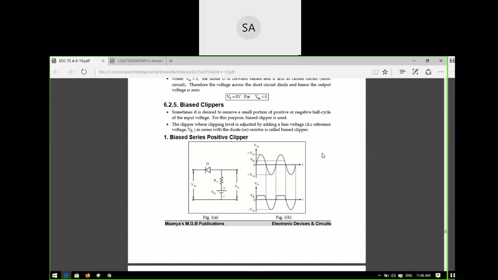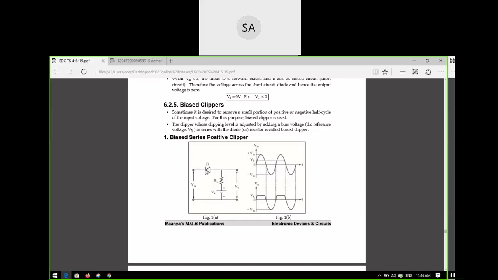So what are the biased clippers? Tell me. Applying any input to a DC supply or battery voltage. Okay, see here in this circuit, there is some external DC voltage or battery connected to the load. Correct or not? If you observe, this VR is the reference voltage, the DC reference voltage. You have connected it externally. That is the reason it is a biased clipper. So with the input waveform, you also connect one external battery or DC reference voltage. Then you can call it biased.